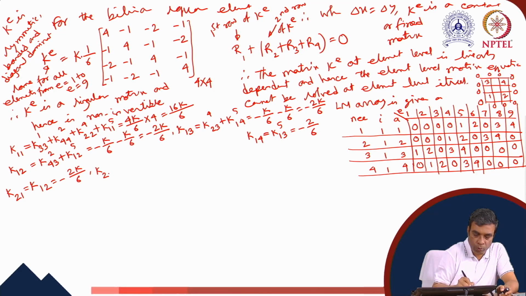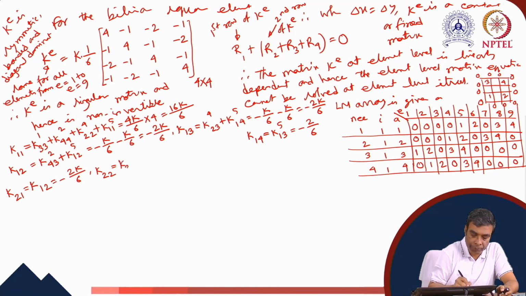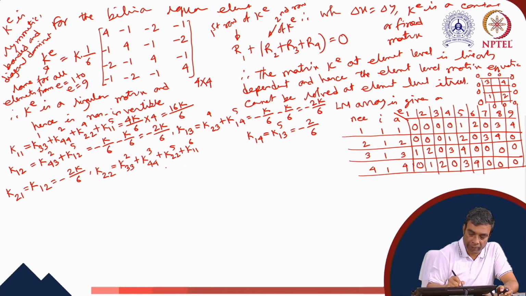Now K22, this is the diagonal term. So this is K^3_32 plus K^4_43 plus K^5_22 plus K^6_11. All of these are diagonal terms. So we get 4K by 6, four times. So we have 16K by 6, where K is the thermal conductivity.